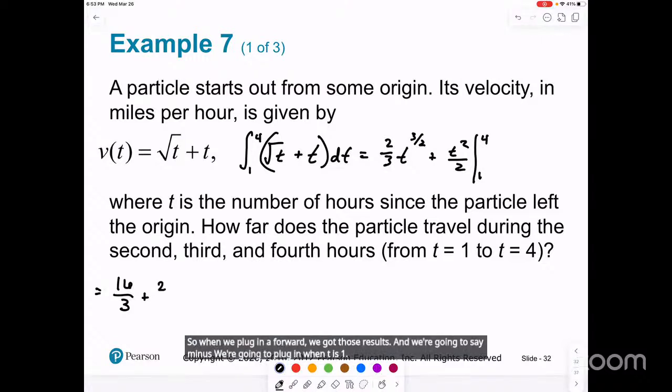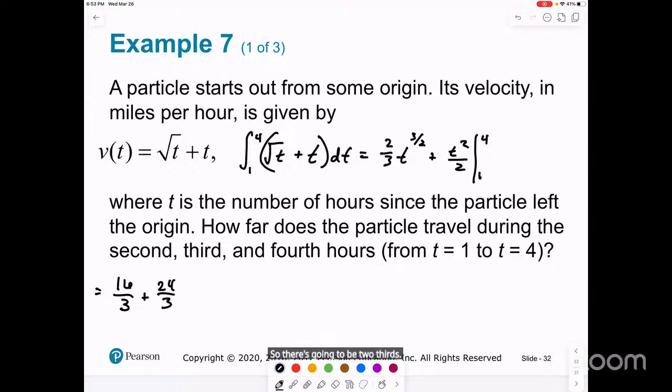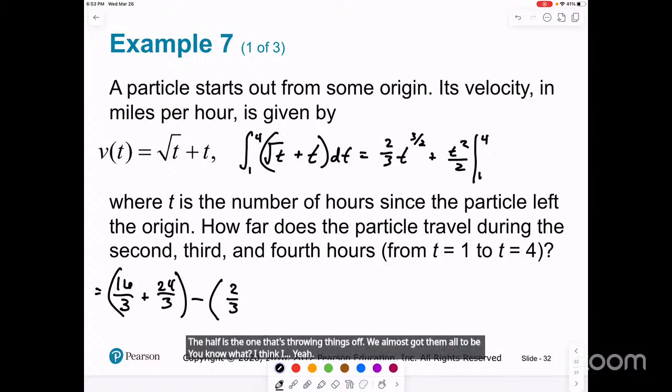So that's going to be 2/3 plus a half. That half is the one that's throwing things off. We almost got them all to be... Did I do the... You know what? I think yeah, because we got 8, right? We plugged in a 4. 4 squared is 16 divided by 2 is 8.